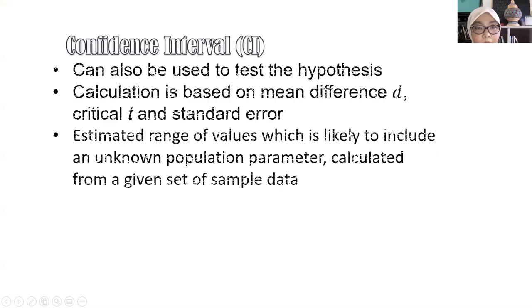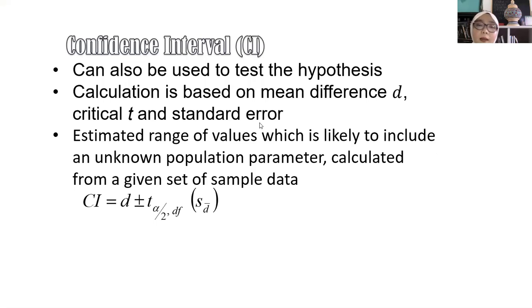Okay, so confidence interval can also be used to test the hypothesis. Okay, other than using the alpha, you can also use the confidence interval as the option to test the hypothesis. The calculation is based on the mean difference, critical T and standard error. So the estimated range of values is likely to include an unknown population parameter calculated from this equation. Okay, but no need for you to worry because we do not use the manual calculation. Kita tak guna manual calculation.